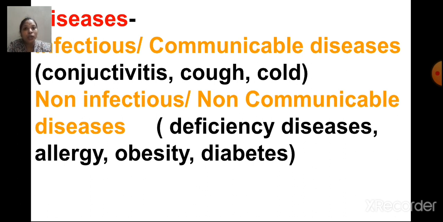Non-infectious or non-communicable diseases cannot be transmitted from one person to another. So the examples are deficiency diseases, allergy, obesity, diabetes. These diseases cannot be transmitted from one person to another. So these are called non-infectious or non-communicable diseases.